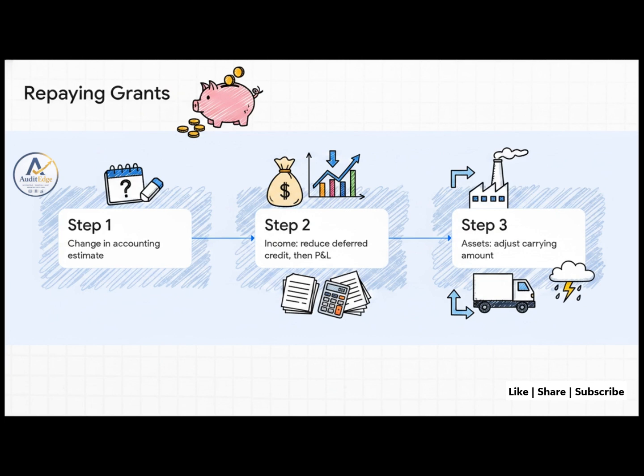Step 3. For an asset grant, increase the carrying amount or reduce deferred income. And pay really close attention here. Any cumulative depreciation you would have recognized without the grant must immediately hit your profit or loss. And of course, always check for impairment.